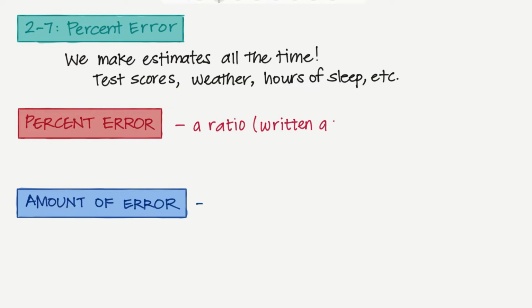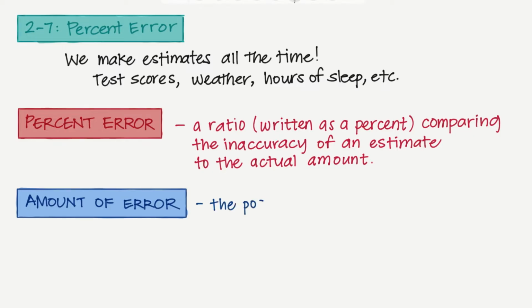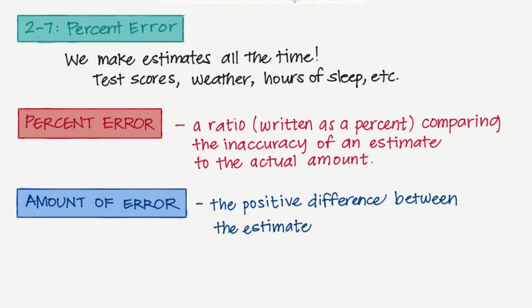This is talking about a ratio that we will eventually write as a percent, and it is comparing two different things. In the numerator, we're going to be comparing the inaccuracy of an estimate. This is known as the amount of error. And we're going to be comparing that to, down below in the denominator, the actual amount that we have. So the amount of error, the way that we will determine that is by finding the positive difference between the estimate and the actual amount. We will just be subtracting those two values.